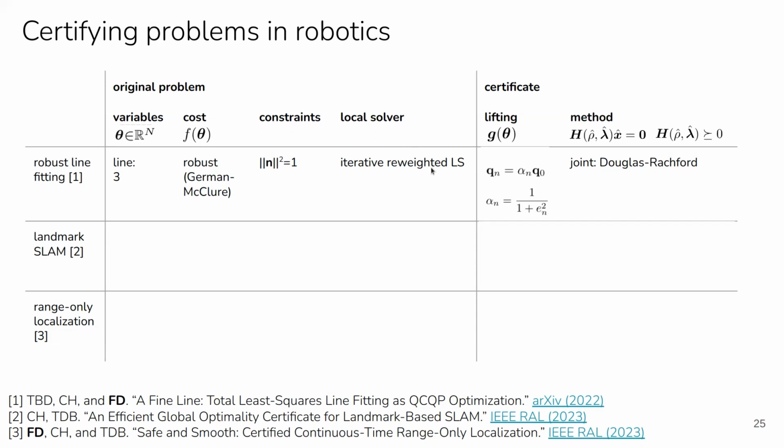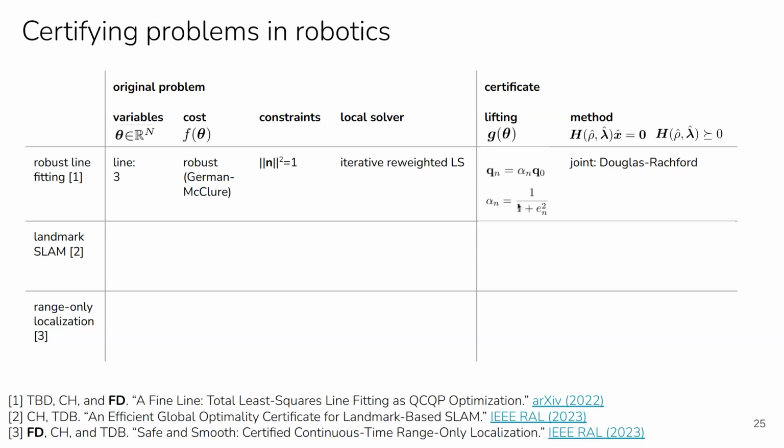And then you can solve this robust cost function iteratively using, for instance, reweighted least squares. So this would be our local solver that we want to certify. And I won't go into too much detail. Again, this is explained quite in detail in the arXiv paper.